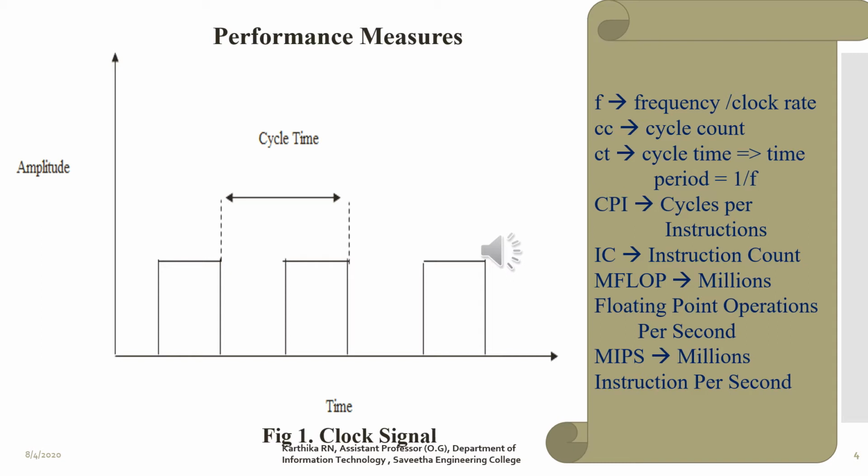What is CT? It is the cycle time, which is also known as the time period. Time period is nothing but 1 by F. This is a common formula: the reciprocal of frequency gives you the time period. CPI is cycles per instruction. We'll discuss CPI in the upcoming slides. IC is the instruction count. MFLOP is millions of floating point operations per second. And next comes MIPS. MIPS is millions of instructions per second.